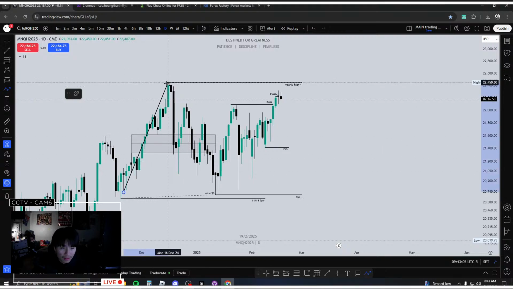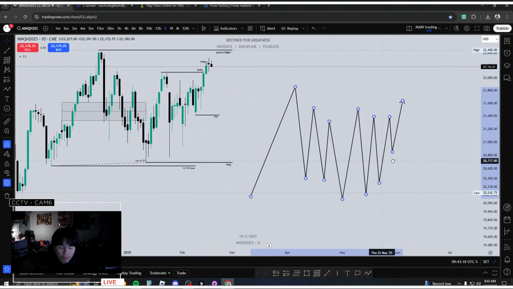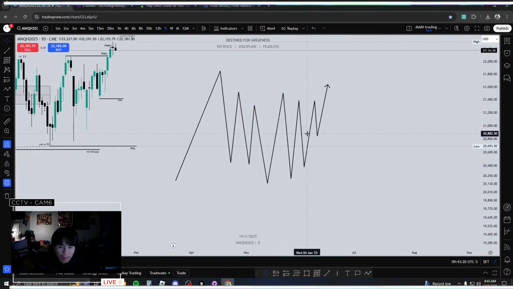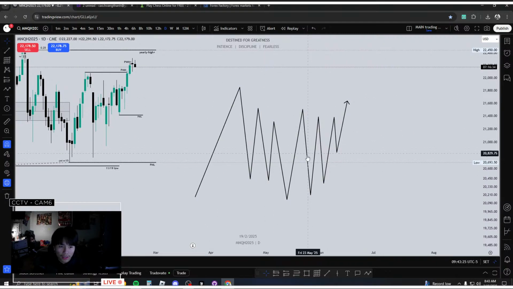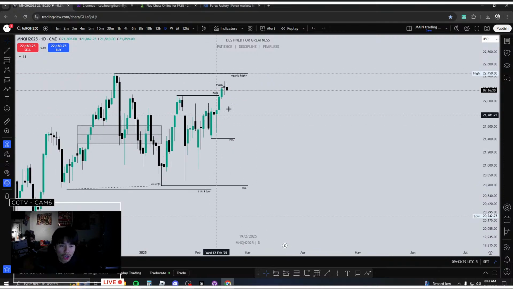This back and forth price action on the daily time frame is just not that favorable, right? If I were to make this a line chart, it looks like a barcode, very, very choppy, and you don't want to be a part of a choppy market.